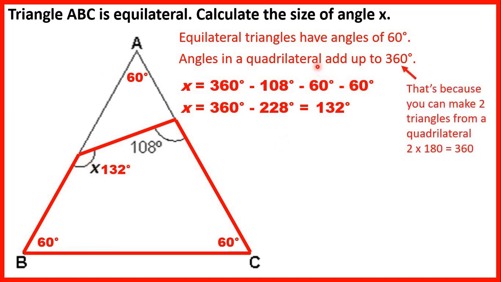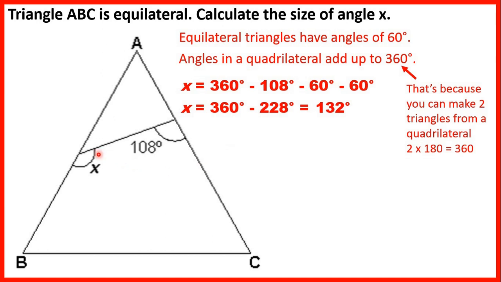Now the reason why angles in a quadrilateral add up to 360 is because you can make two triangles from a quadrilateral, and angles in a triangle always add up to 180. So because a quadrilateral is the same as two triangles, you can turn any quadrilateral into two triangles. So that means we can have 2 times the number of angles in a triangle, so that's 360.